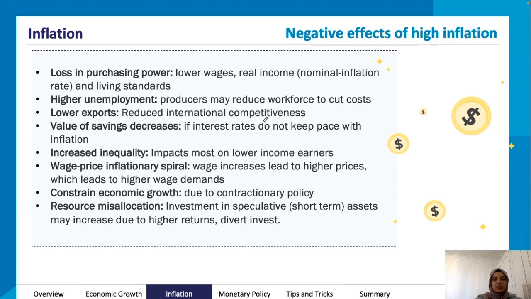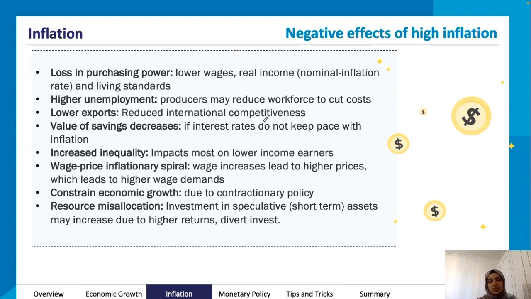Okay, constrain economic growth. So this is due to contractionary policy. So it's really essential to understand what that involves. So obviously, when we have high inflation, it's going to cause a bit of issues in terms of contracting the economy. Resource misallocation is another negative effect of high inflation. This idea that investment is speculative on short term assets, which may increase due to higher returns. So they divert investment.